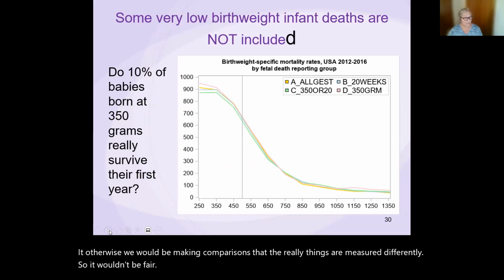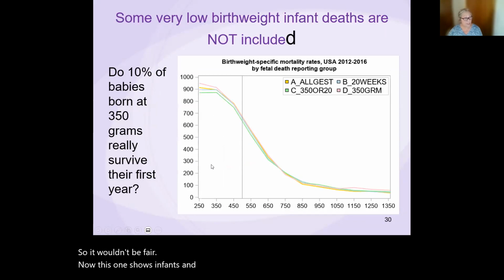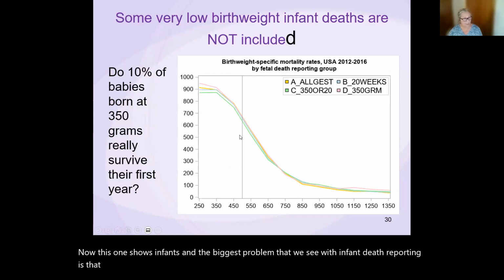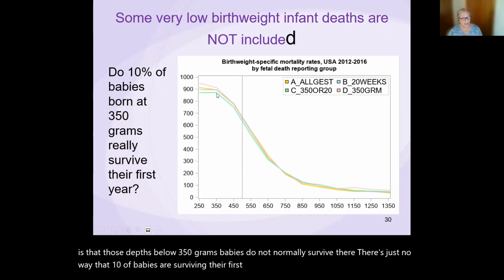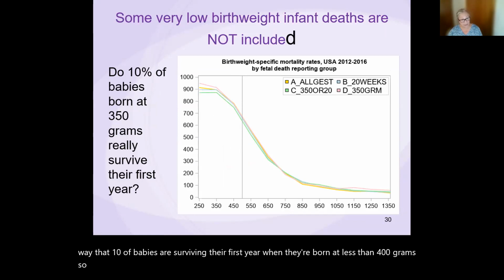Now this one shows infants, and the biggest problem that we see with infant death reporting is that those deaths below 350 grams, babies do not normally survive. There's just no way that 10% of babies are surviving their first year when they're born at less than 400 grams. So those survivals are very rare events. So what's happening here is that those tiny babies' deaths are not being tracked.